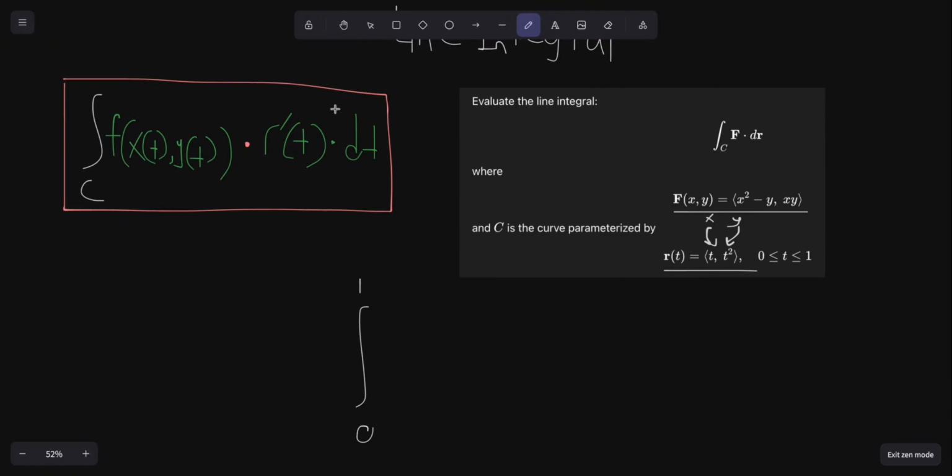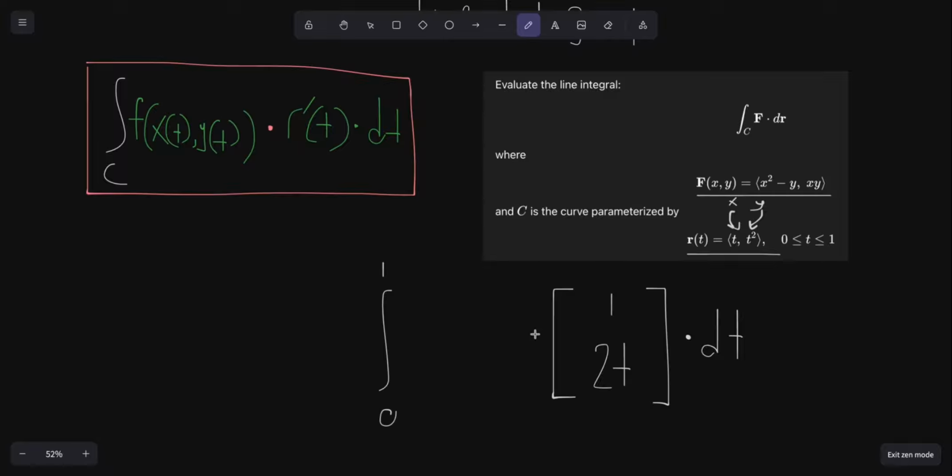And so let's calculate this last part first. What's r prime of t? r prime of t is just going to be, well, what's the derivative of t? 1. What's the derivative of t squared? That's just 2t. And all of this is, recall, with respect to t, right? That's what we're integrating for.